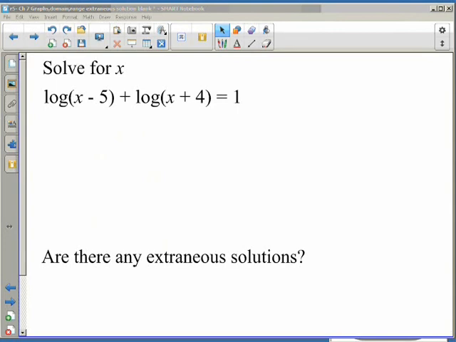And now you're ready to give one of these a try. Again, it's just going to be like the other ones, except there's a really good chance there's an extraneous solution, so make sure you check your answer. Hit pause.